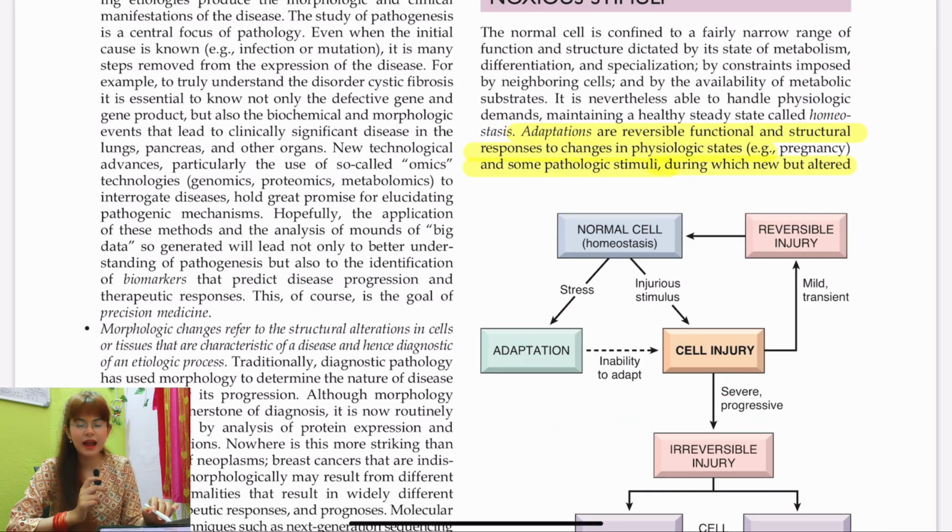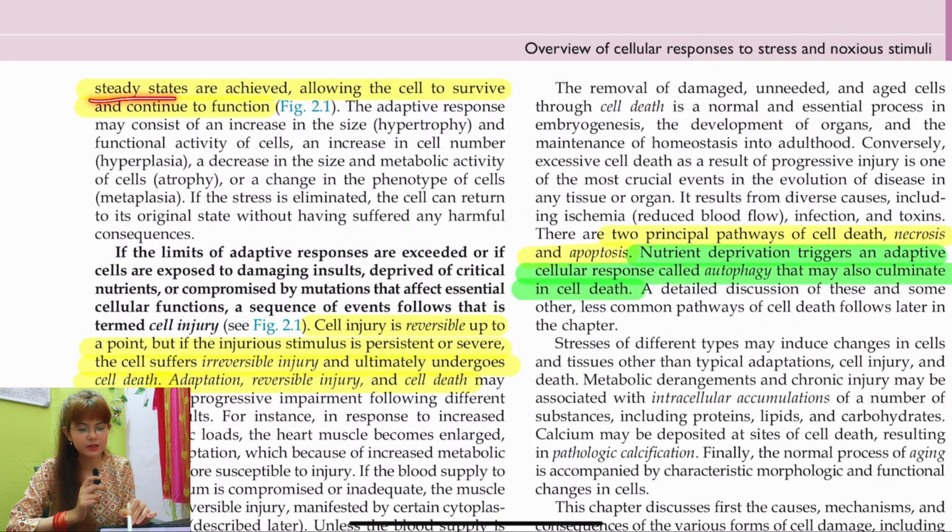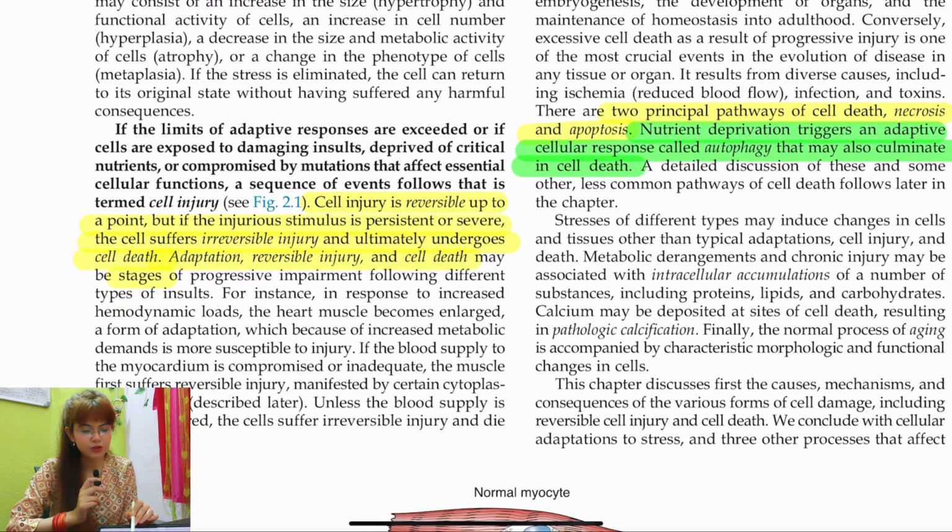So what are adaptations? Adaptations are reversible functional and structural responses to changes in physiological states and some pathological stimuli, during which a new but altered steady state is achieved, allowing the cell to survive and continue to function. Cell injury is reversible up to a certain point, but if the injurious stimulus is persistent or severe, then there is irreversible injury and ultimately the cell undergoes cell death.